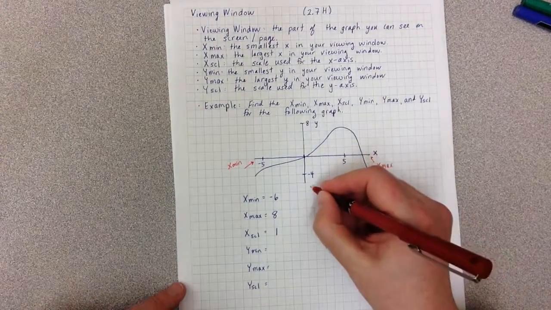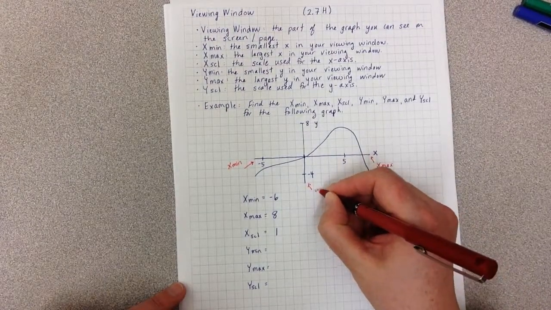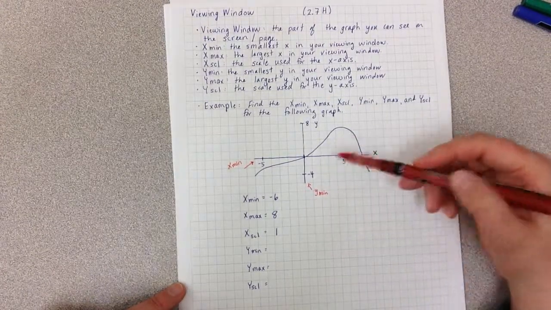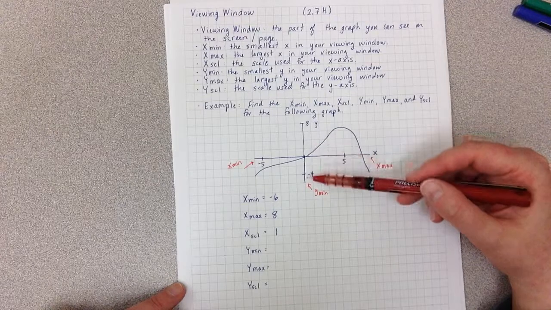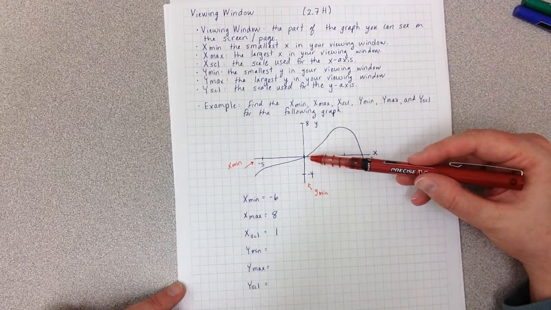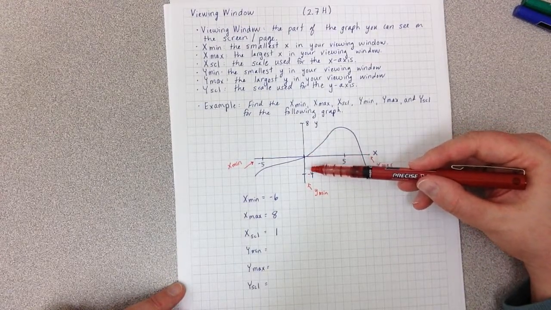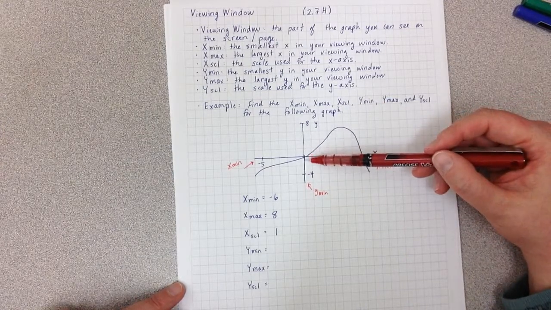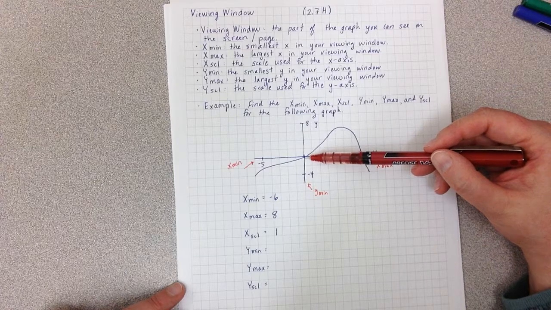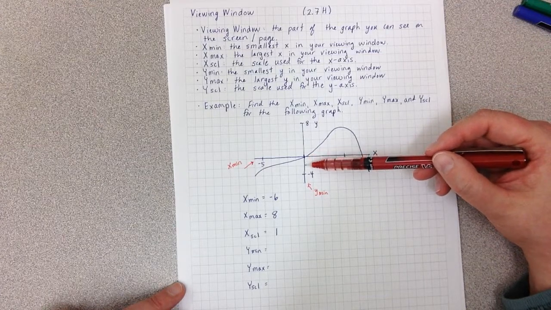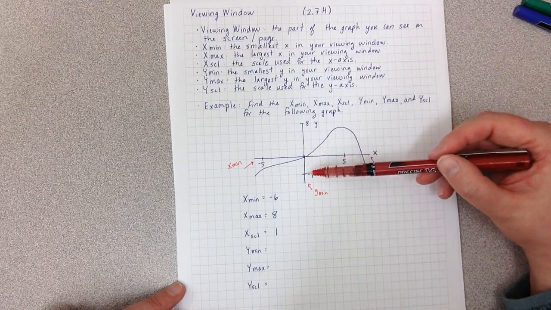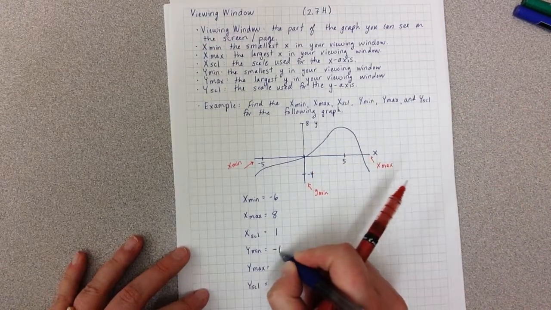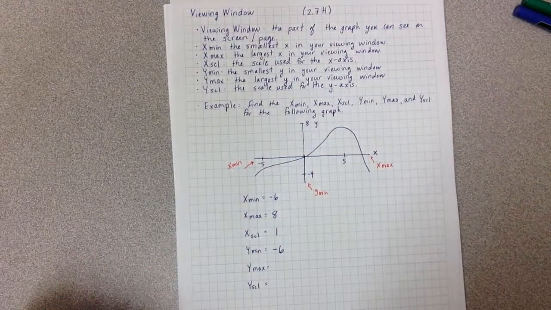Our y-min is the lowest part of our graph. I need to look at my scale very carefully here, because if I count by ones, 1, -1, -2, that's not -2. So I have to go back and look at this a little more carefully, and I see that actually this is -2, -4, -6. So my y-min is -6.